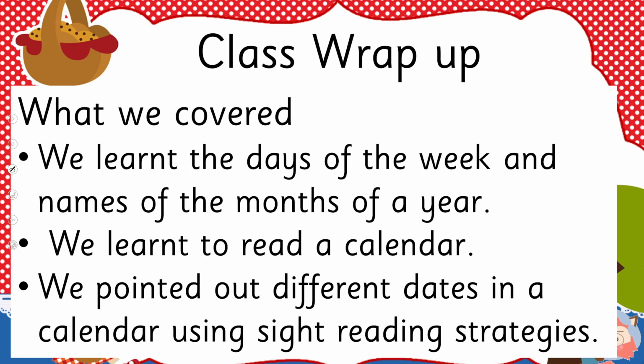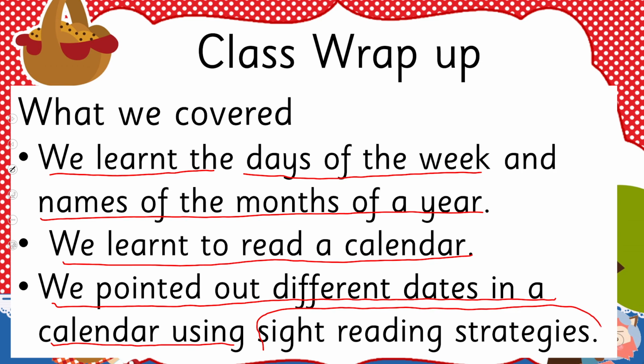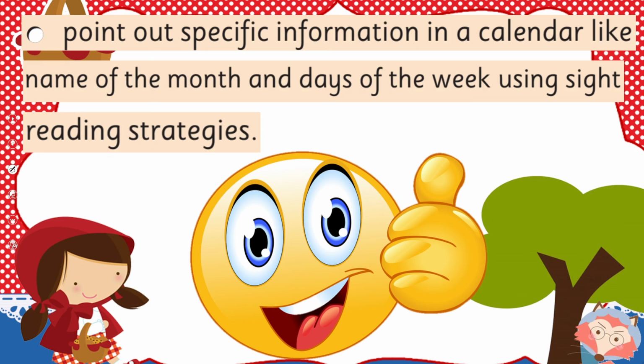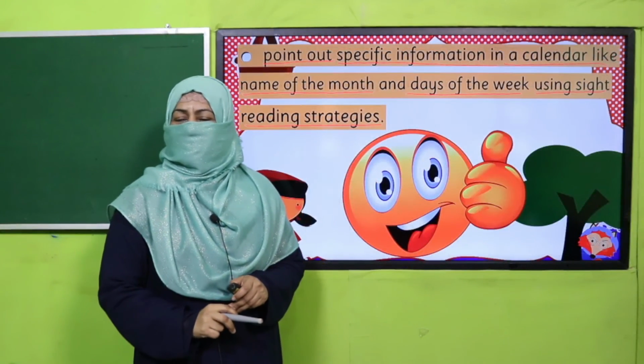So in this way, what we have learned today: we learned the days of the week and names of the months of a year. We learned to read a calendar. We pointed out different dates in our calendar using sight reading strategies. So in this way, we achieved our SLO to point out specific information in a calendar like name of the month and days of the week using sight reading strategies. Yes, my dear children, are we done with it? Yes.